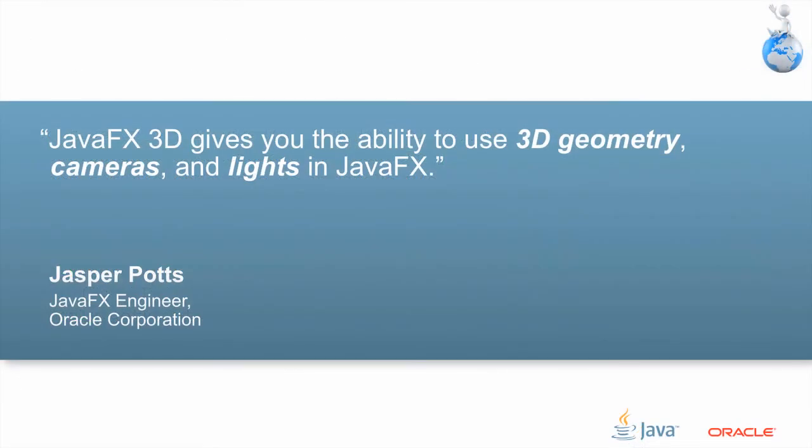So something that was added to JavaFX in 8 is 3D. And so the engineer that I referenced before, Jasper Potts, has a quote that I like to quote, and that is that JavaFX 3D gives you the ability to use 3D geometry, cameras, and lights in JavaFX. So the 3 ideas are the geometry, the shapes, the camera, that's how you can view the scene from somewhere in the 3D scene, and then lights, how you can light up the scene.